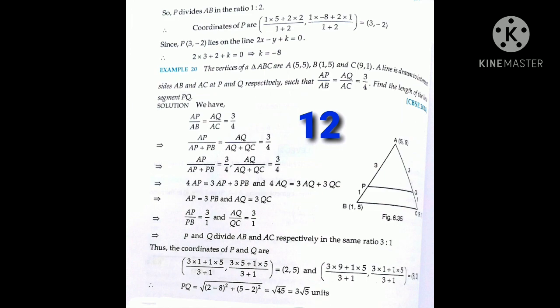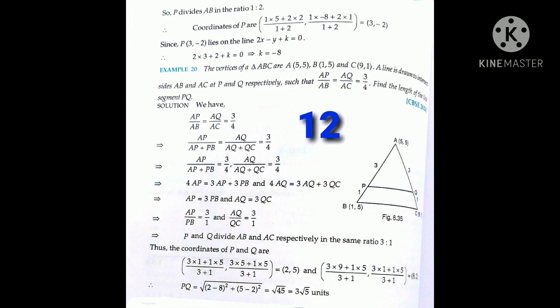So from the first we are getting 4 times AP is equal to 3 times AP plus 3 times PB, and in the second part we are getting 4 times AQ is equal to 3 times AQ plus 3 times QC, right? So AP is equal to 3 times PB and AQ is equal to 3 times QC. That means AP by PB is equal to 3 by 1 and AQ by QC is 3 by 1. That means P and Q divide AB and AC respectively in the same ratio 3 is to 1.